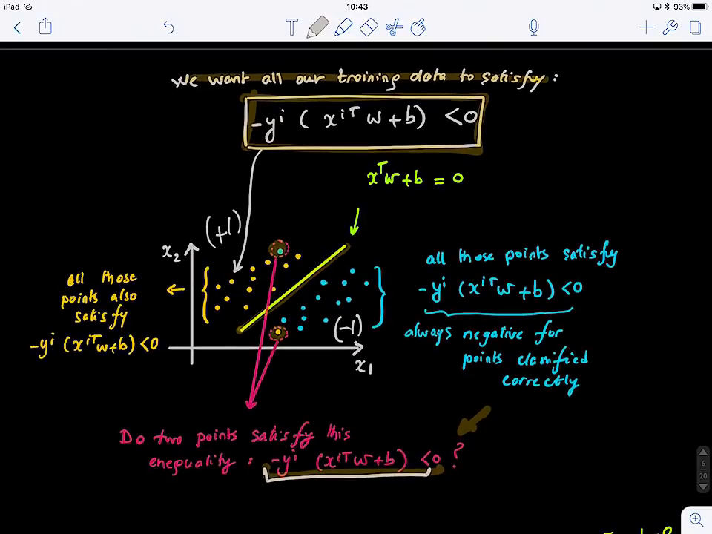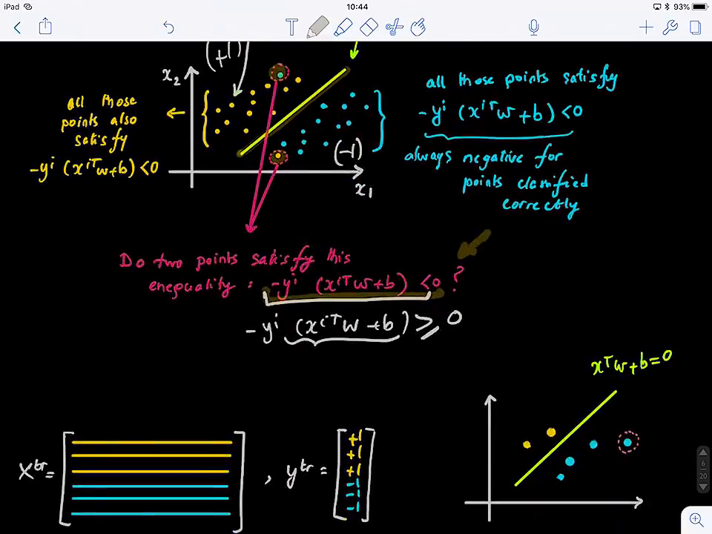So what is the opposite of this one? The opposite is minus yi xi transpose w plus b superior or equal to 0. So whether it's equal to 0 or positive, if this quantity is positive or equal to 0, it means that our point is incorrectly classified.